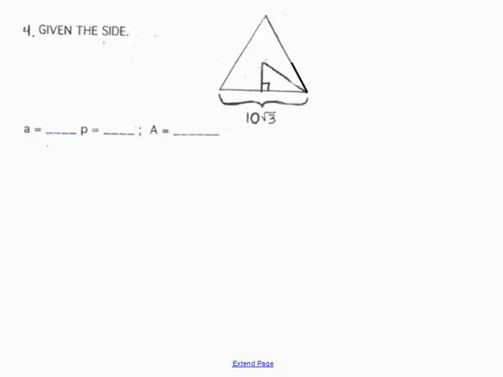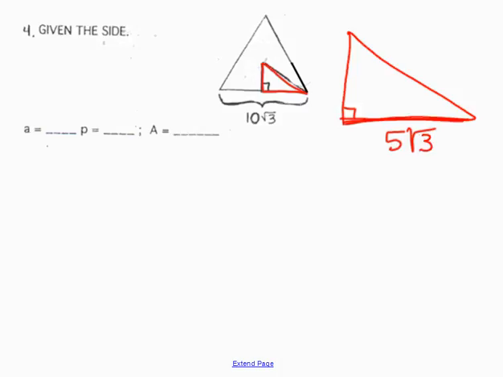Now they gave us the whole side. So now we have to look at this little triangle here and pull it out so that we can figure out what the apothem is. Well, this whole side is 10 radical 3. So we know that the base of this triangle is going to be 5 radical 3 because we cut it in half. And then to get to the apothem, we divide by radical 3, so we end up with 5 as the short leg. So that's the apothem.